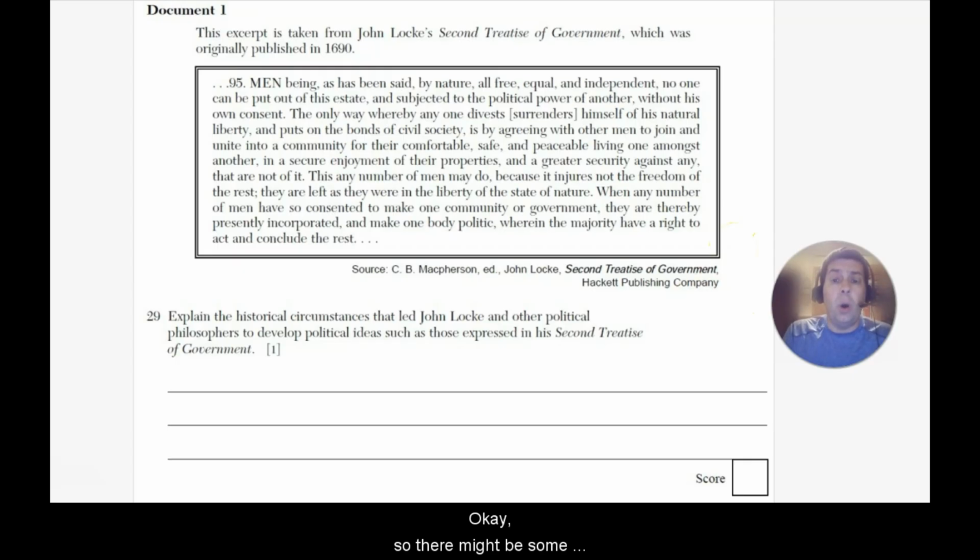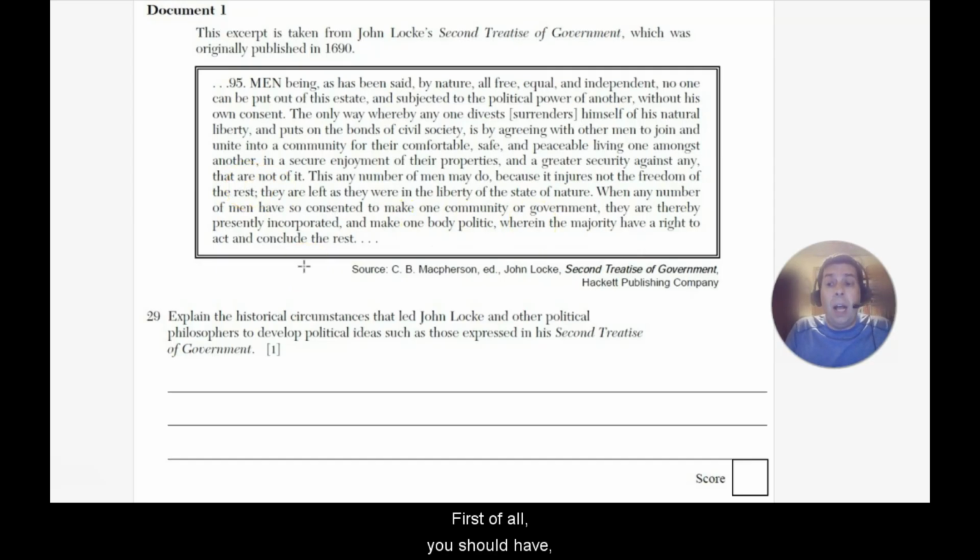Okay, so there might be some things in there where you're like, I don't know what that means. Remember, all you really need to do is say, what led John Locke to write this? What led to John Locke saying the stuff he said? But you need to know stuff about John Locke. All people are free and equal, right? That kind of thing comes up again and again. So, things to consider as you write about this.